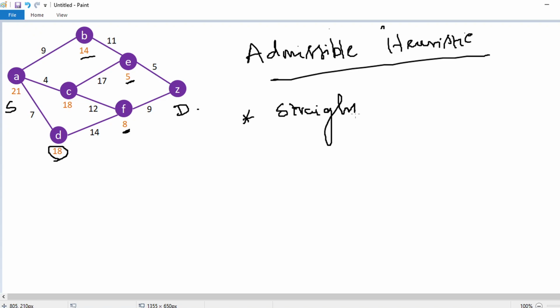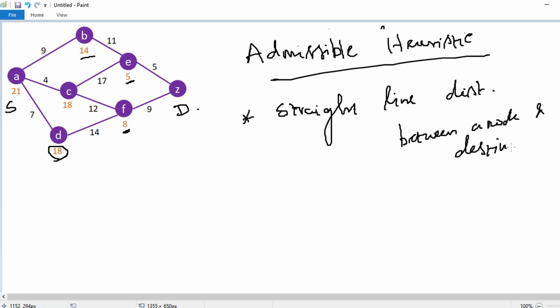We need to have a straight line distance between a node and a destination. This is needed. This we say is heuristic and it should be admissible. What is this admissible? So if you say h of B, that's a node B. Heuristic of B is actually 14.